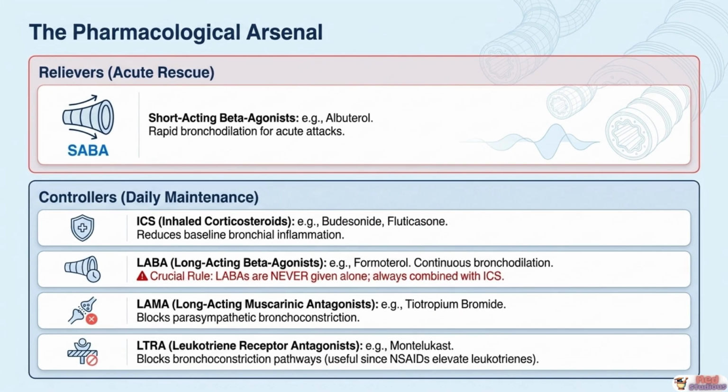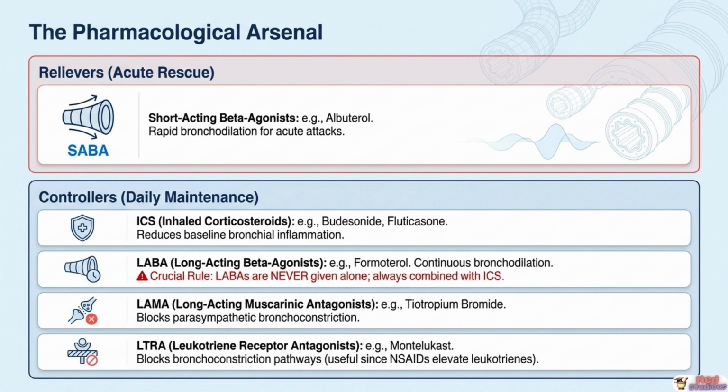Let's now map out every drug class used in asthma management, because understanding the pharmacology is what allows you to prescribe intelligently. Asthma drugs fall into two fundamental categories. First are relievers, used for acute rescue. The primary reliever is the short-acting beta-agonist, or SABA, with albuterol being the prototype. SABAs produce rapid bronchodilation by stimulating beta-2 receptors, and they work within minutes. They are used on demand.